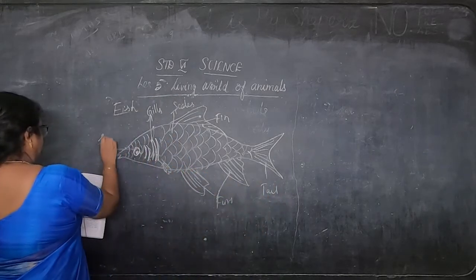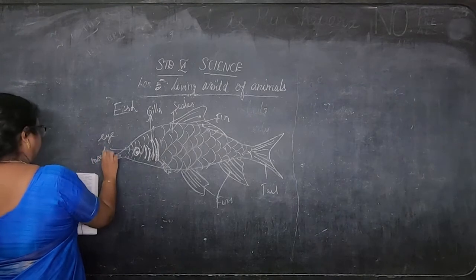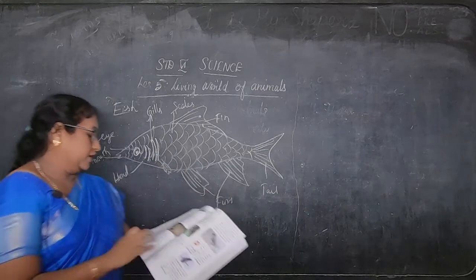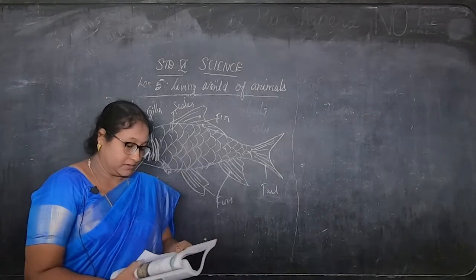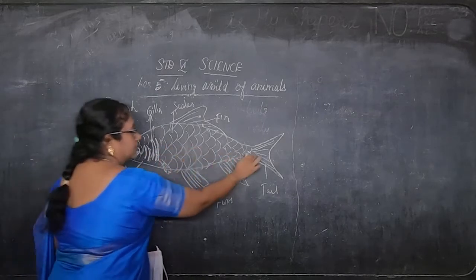Then eye, mouth and head. Okay, these are the parts of the fish. Now we are going to see. That is the head. This is a head. This is a trunk and this is a tail.